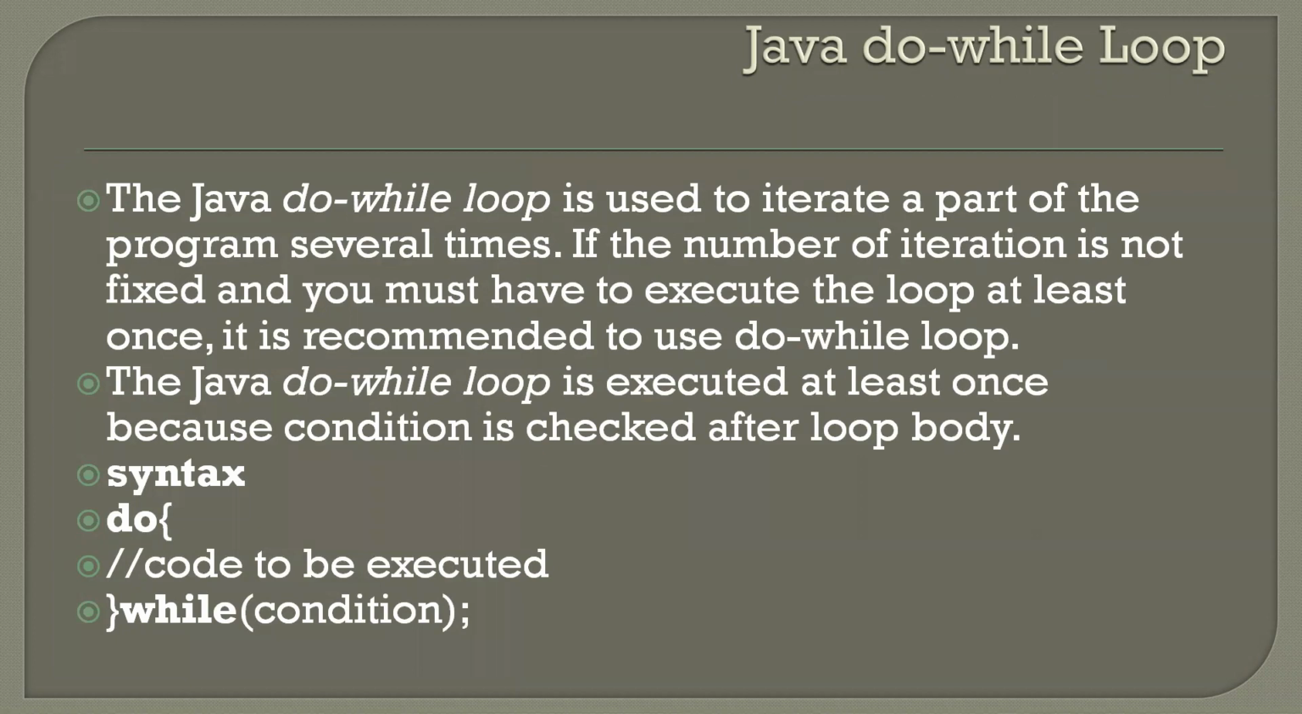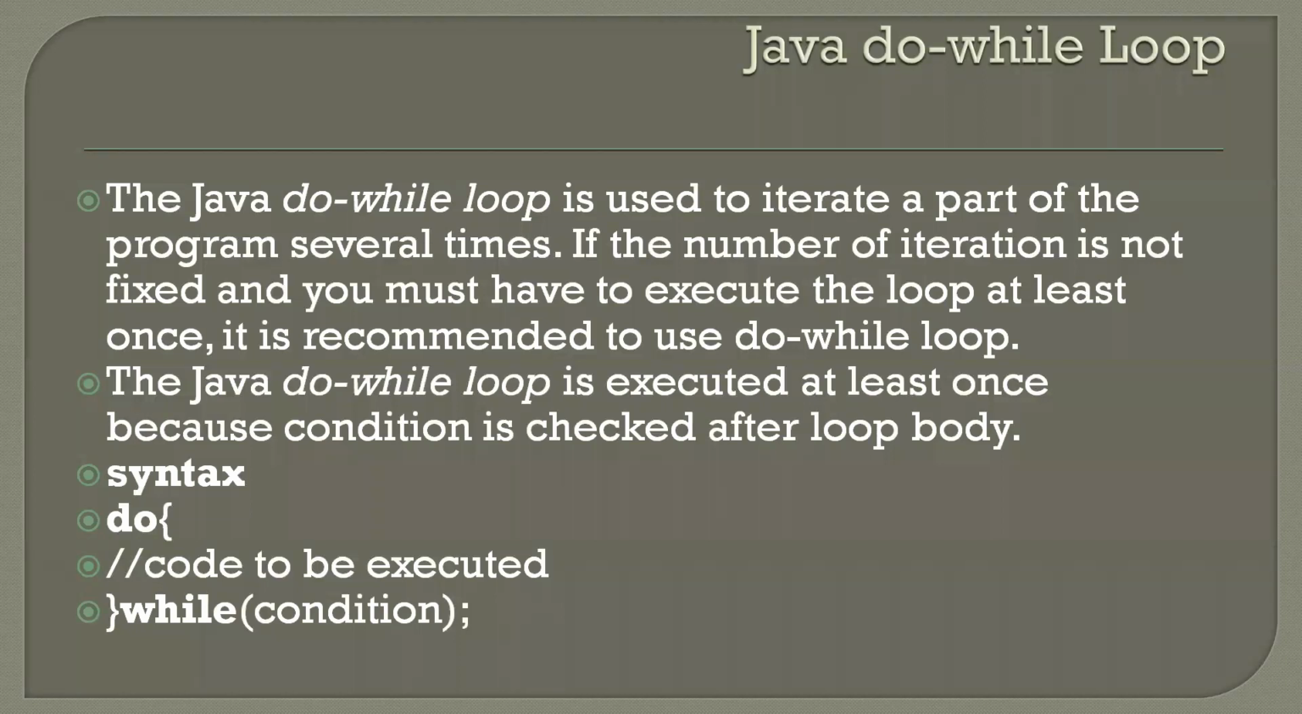So the Java do while loop is executed at least once because the condition is checked after the loop body. As I explained about pre-test iteration and post-test iteration a couple of slides ago, pre-test iteration means the condition will be checked first, followed by the body. Post-test iteration means the body will be executed first and then we check the condition. So while loop is the pre-test iteration loop, whereas do while loop is the post-test iteration loop.